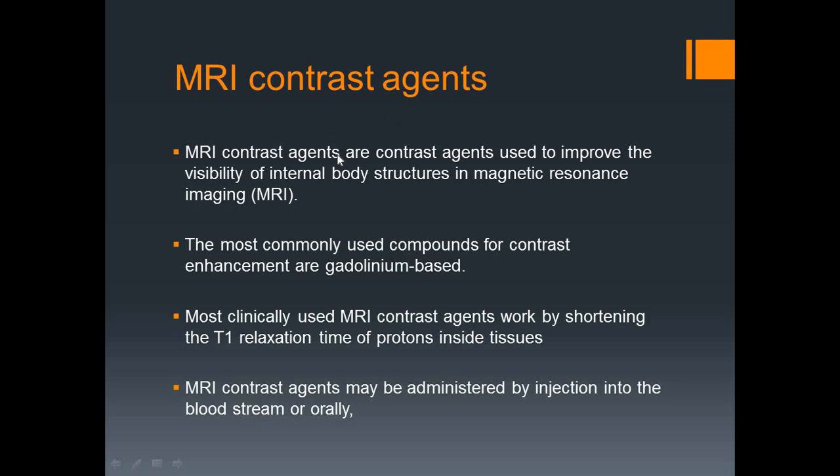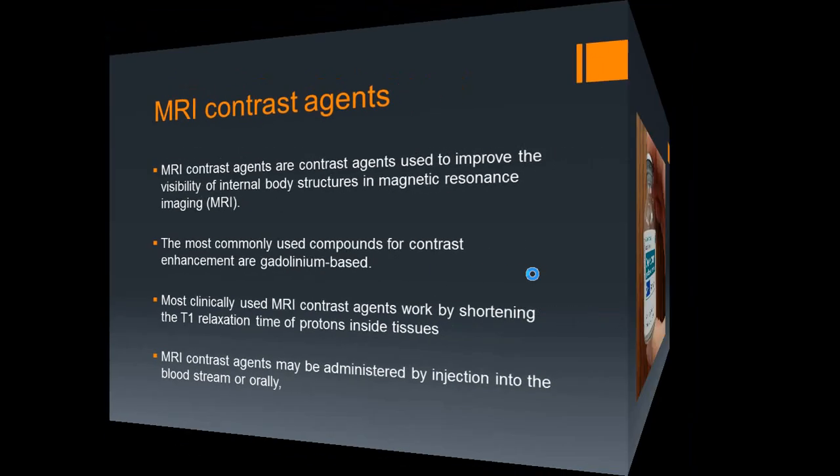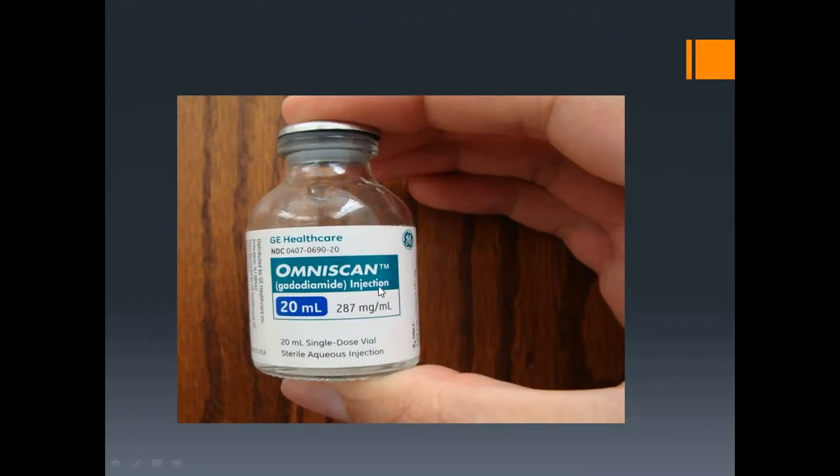So MRI contrast agents are some special contrast agents which help to give better visual images. And in MRI, we basically use gadolinium-based contrast. How does it work? It helps by shortening the T1 relaxation time of protons inside the tissue. And these contrasts are administered into the body by injecting into the bloodstream or orally. Here is the picture of an MRI contrast agent.